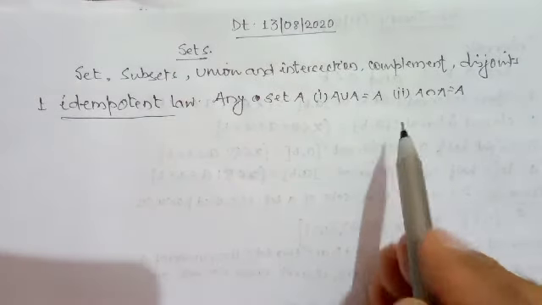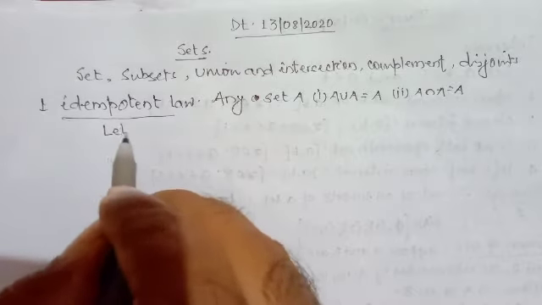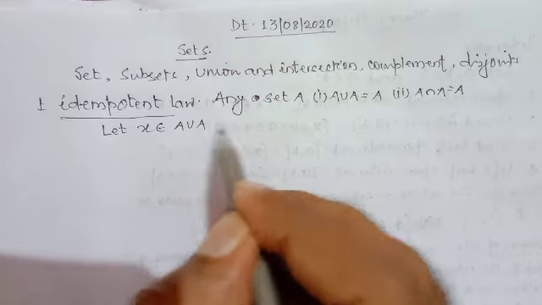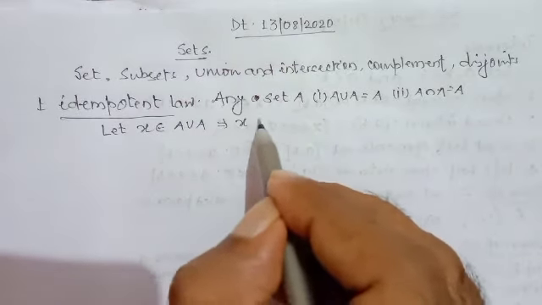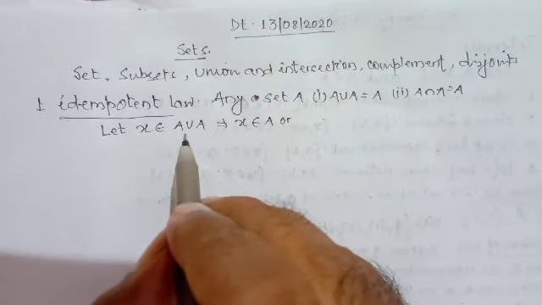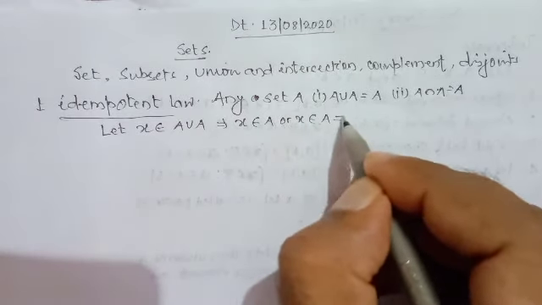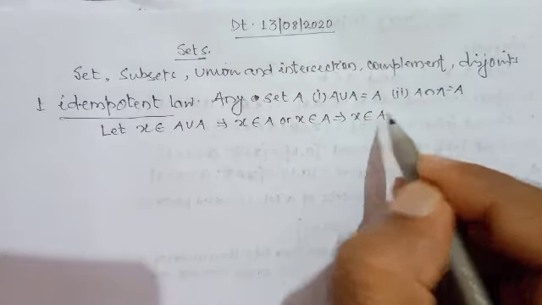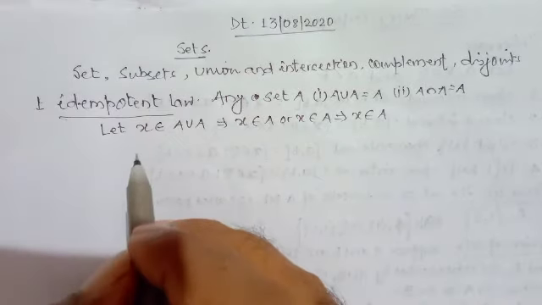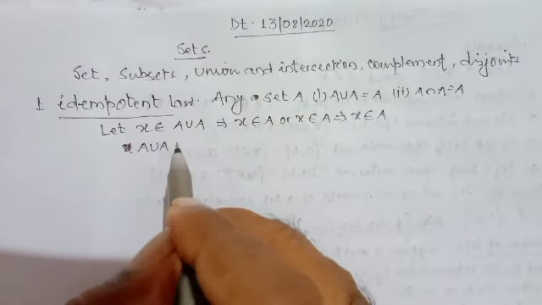So it is quite clear from the symbol. Let X belong to A union A. It means X belongs to A, or, to eliminate this union symbol, we use or, X belongs to A. It means X belongs to A. So X belongs to A union A gives X belongs to A. It means A union A is a subset of A.